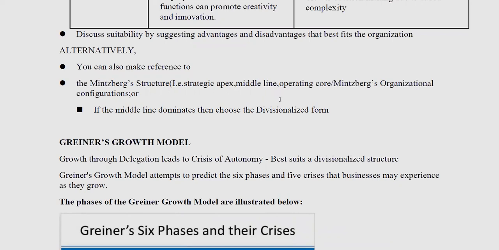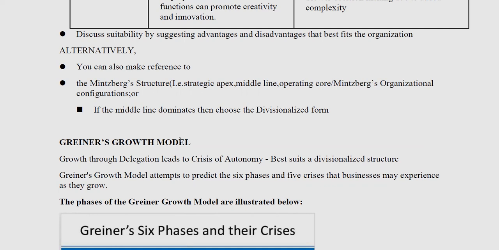Then you can also use Greiner's growth model. Okay, Greiner's growth model is a model for organic growth. Okay, when you want to grow on your own, but because it uses the divisionalized structure, I would want us to look at it. That's why I separated this video. This is the application of organizational structure. Okay, before I look at organizational culture.